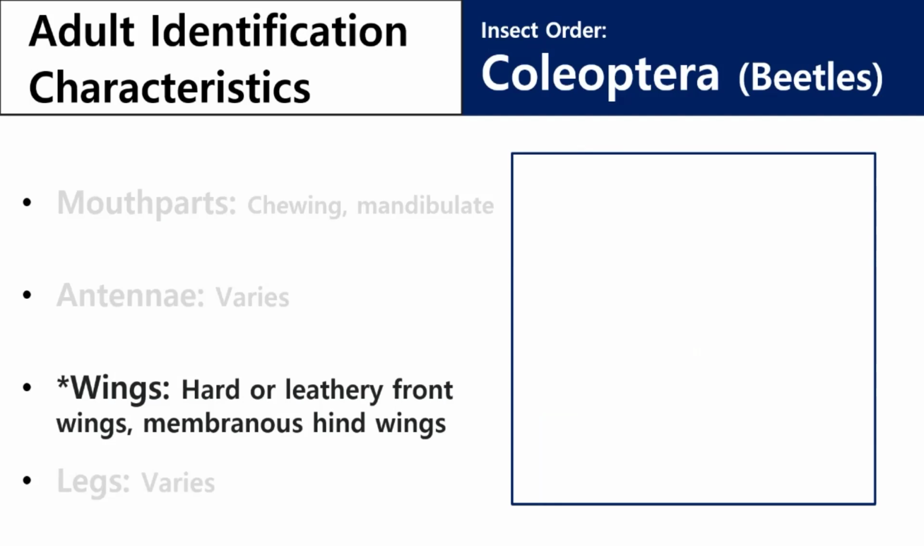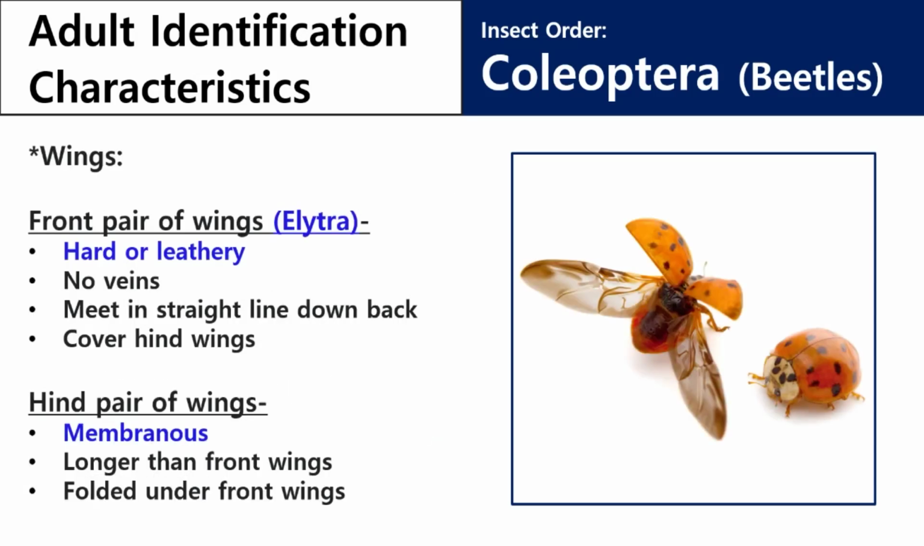Now with our wings, this is a very distinguishing trait for our beetles. They have hard or leathery front wings, and then their hind pair of wings are membranous. So this is unique for our beetles. Beetles have this hard or leathery front or top pair of wings, which we call elytra. We may have heard this term before. This elytra has no veins, meets in a straight line down the back when they're held at rest, and they cover the hind wings at rest as well. So those membranous wings are folded up underneath this elytra at the top pair.